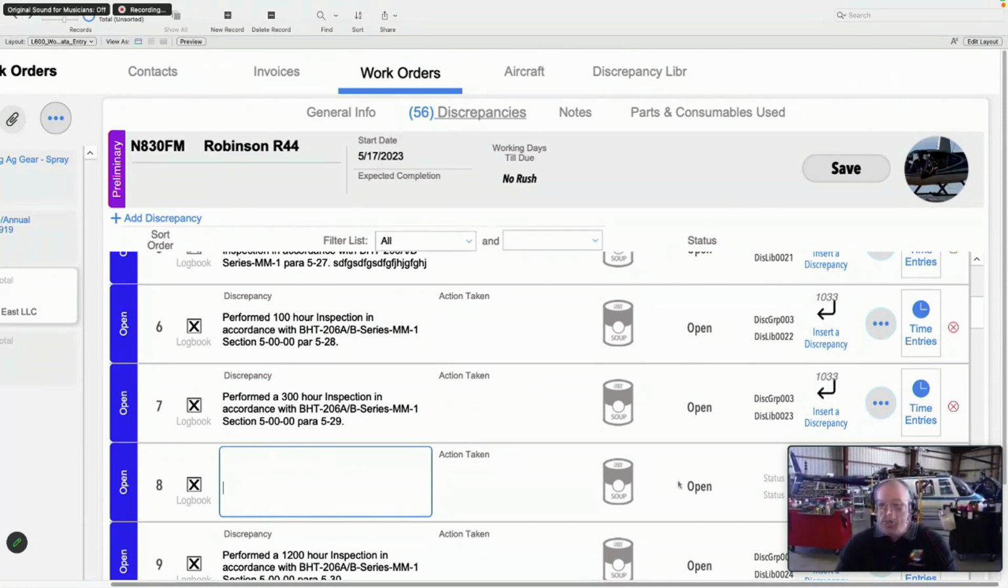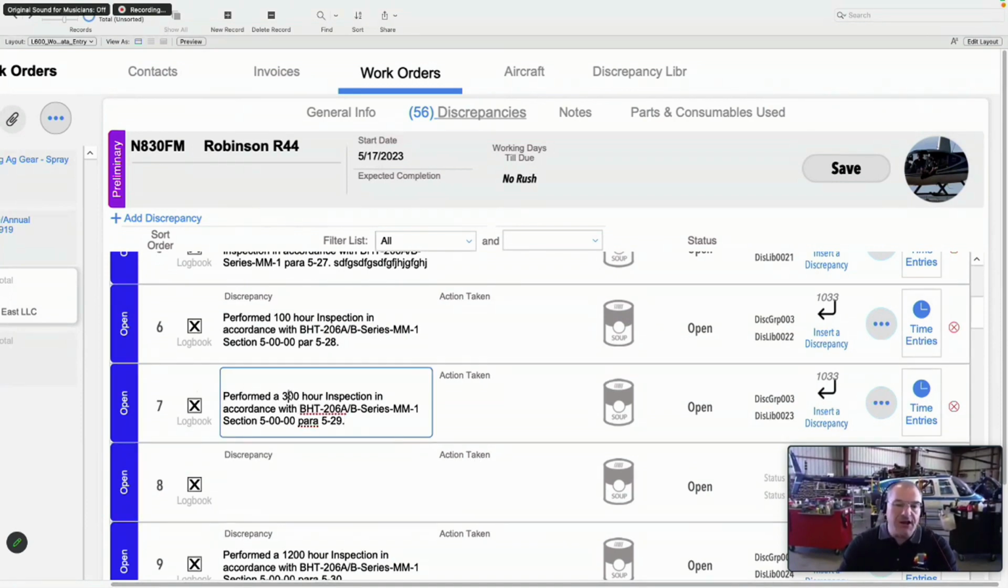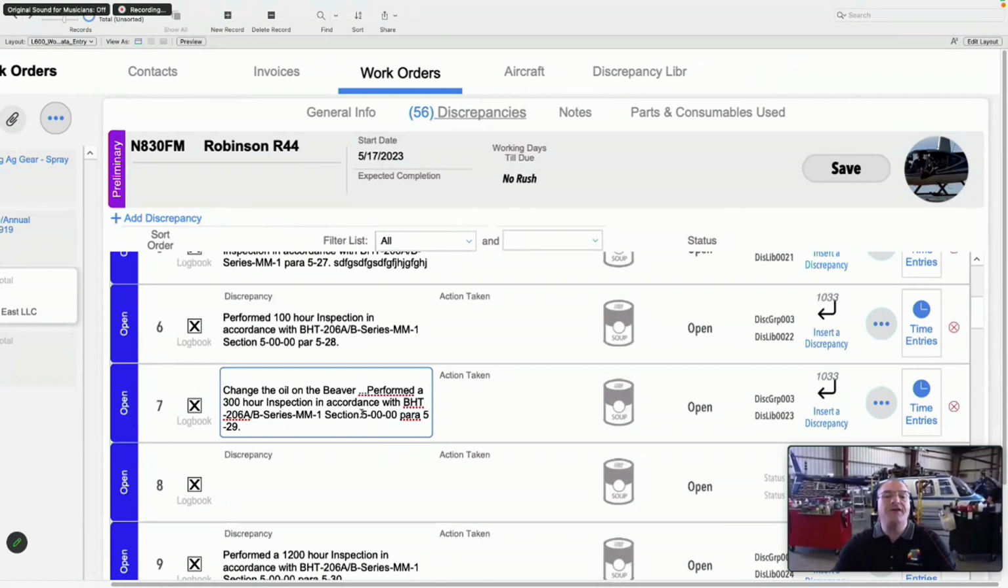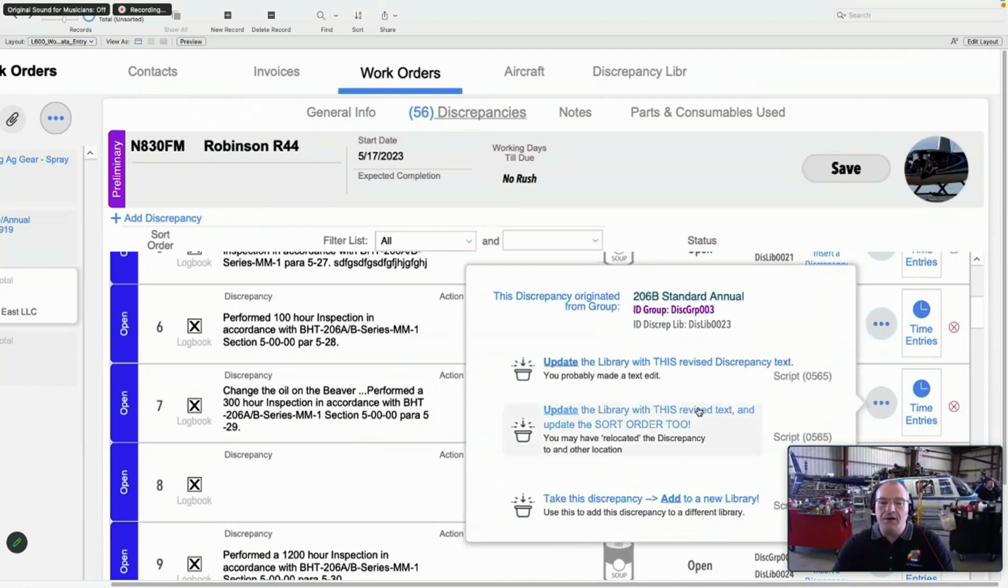Pretty straightforward. But if I come over here and say, I'm changing this, it's actually not a 300-hour inspection. We're going to change the oil on the Beaver. I don't even know what that means. It sounds horrible. You're going to grease the Beaver, okay? Now I can press this button here and it says, hey, go back to the library and update this. Once again, these are little hidden indicators that only I see. So I say this update. Well, if I run an update, it's going to grab it from here, put it somewhere else.